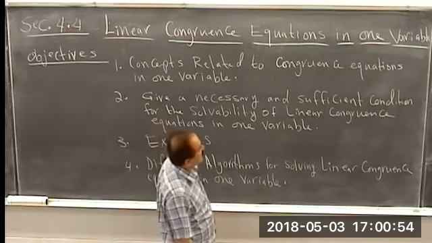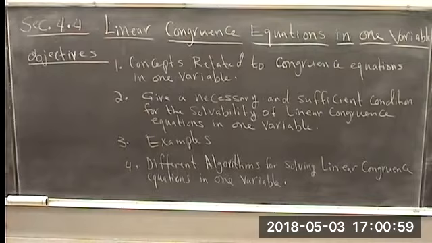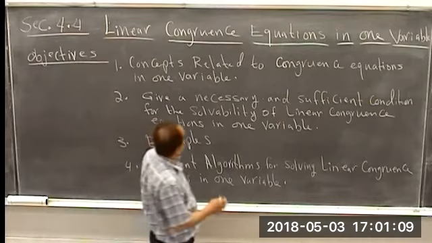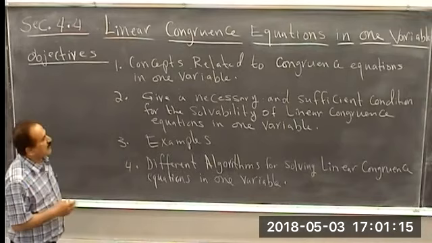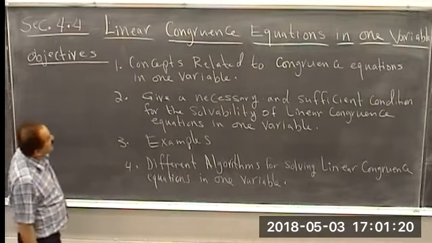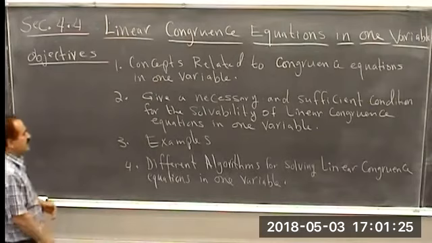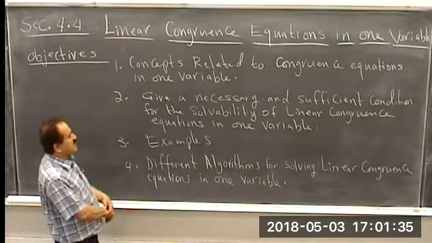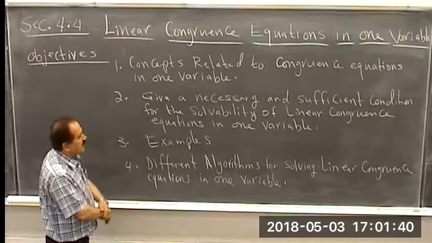All right, the objectives of this part of the section: first, we're going to introduce some concepts related to congruence equations in one variable in general, that is, actually for polynomial type congruence equations. And then we're going to concentrate on the study of linear congruence equations in one variable, and we're going to give the necessary and sufficient conditions for the solvability of such a congruence equation, as well as the number of solutions, where we're going to define what we mean by two solutions being distinct.